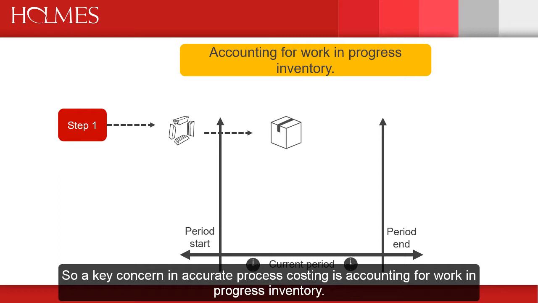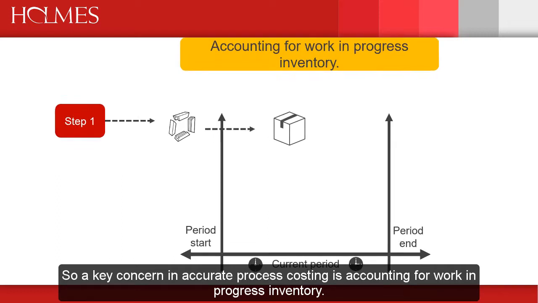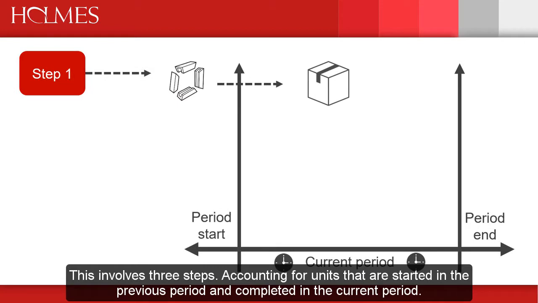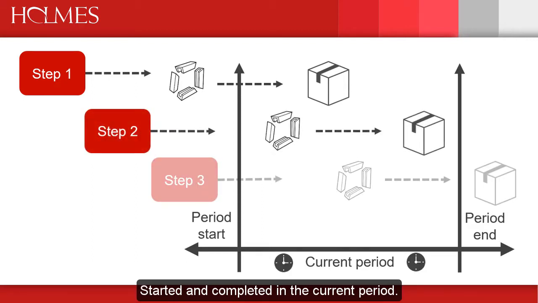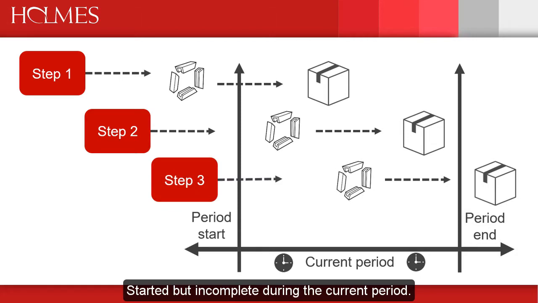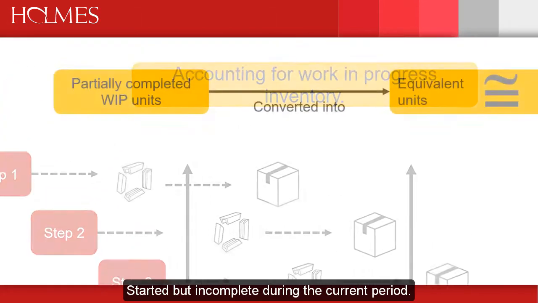So a key concern in accurate process costing is accounting for work in progress inventory. This involves three steps: accounting for units that are started in the previous period and completed in the current period, started and completed in the current period, and started but incomplete during the current period.